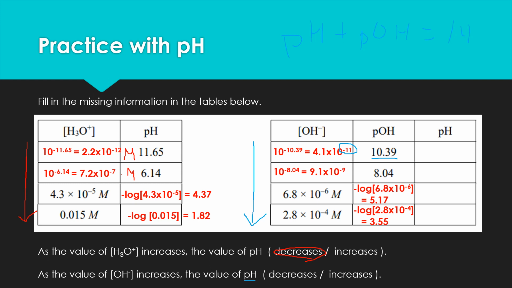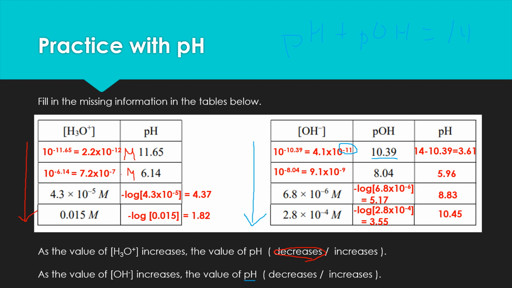So I can do 14 minus 10.39. We want to keep those same 2 decimal places so we have the right number of sig figs. However many decimal places are in your measured value, we're going to keep, and we get 3.61. Okay, so that's our pH. We can do that for all of these. 14 minus the pOH is going to give us our pH. So we should get 5.96 on the next one, 8.83 on the following, and 10.45 on the last one.